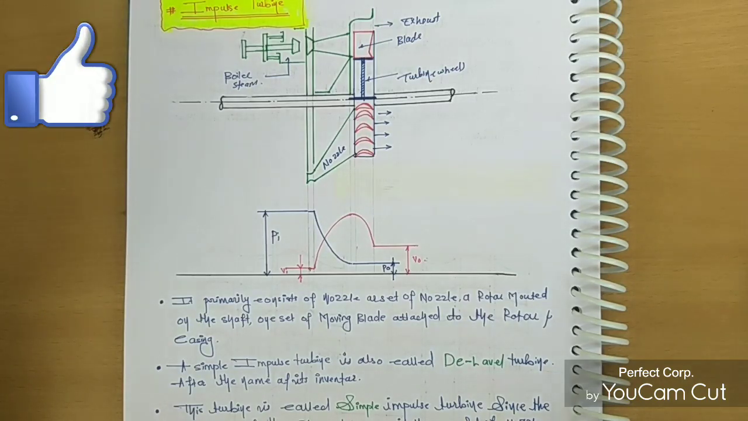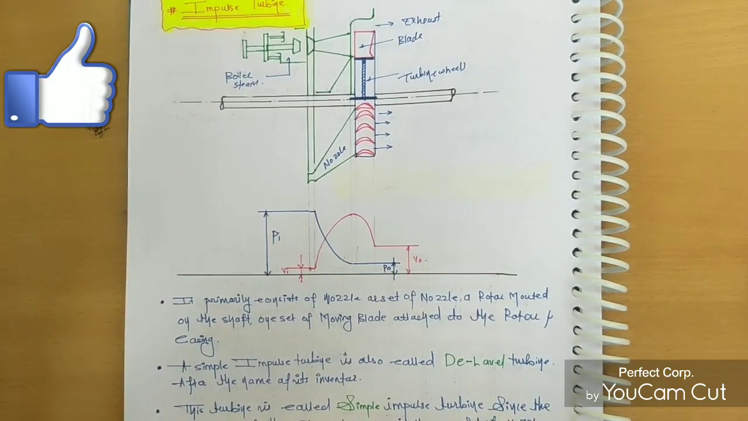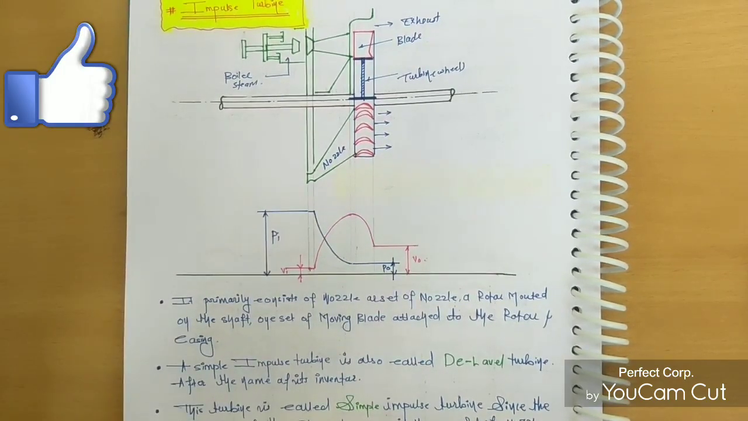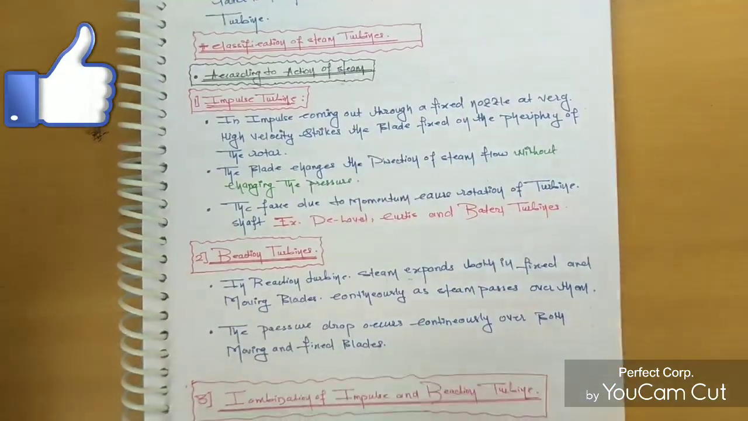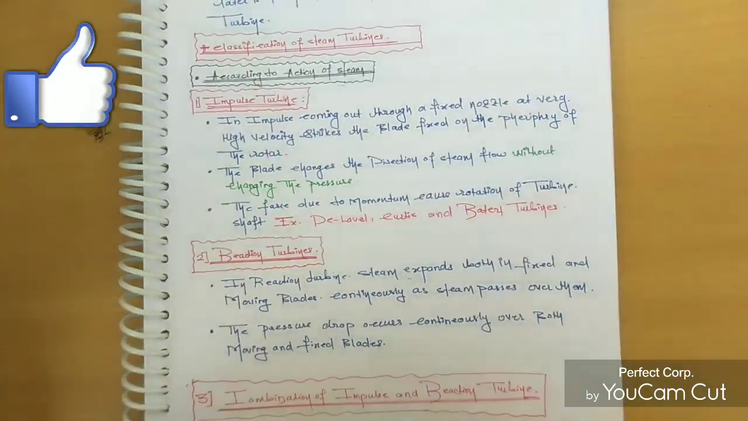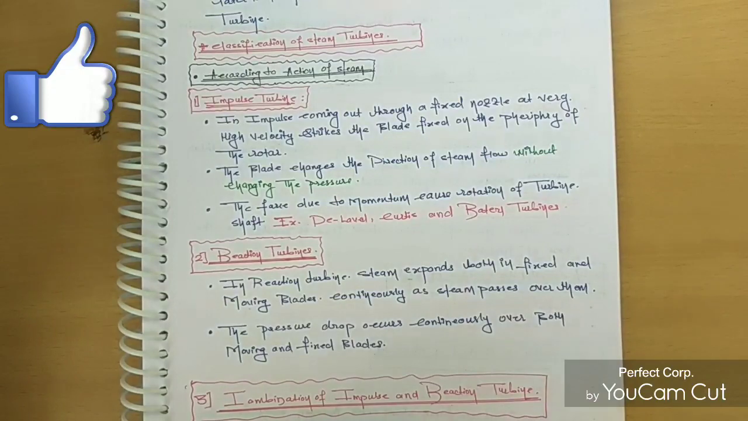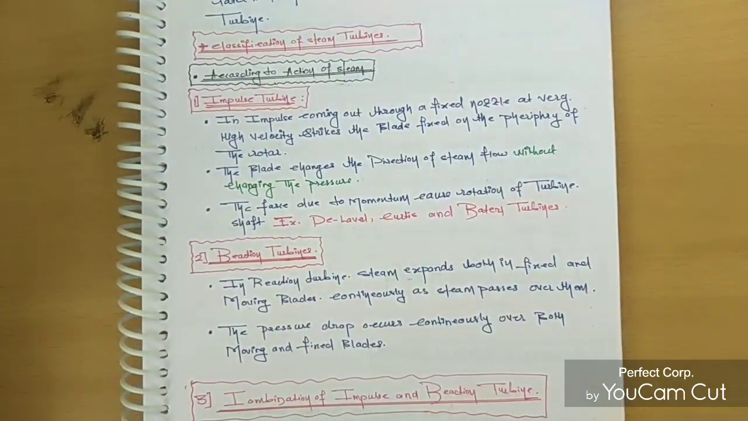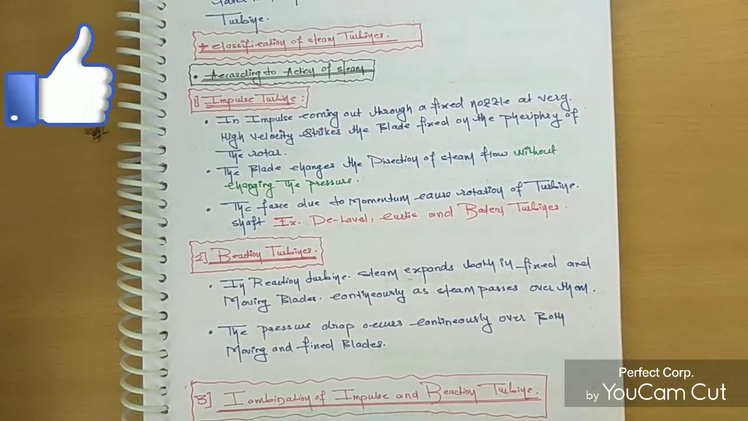Okay, so we just discussed the first type; now the second type of turbine is the reaction turbine. So what is meant by a reaction turbine? The reaction turbine is nothing but a combination of multiple impulse turbines.